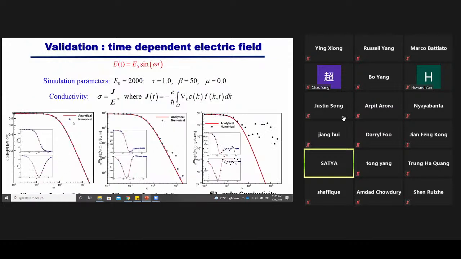Now we will validate our numerical solver with the analytically derived conductivity. Here these are 3 images where this line is the magnitude of the conductivity. This is the real and imaginary part. You can see here we found the first, third, and fifth order conductivity, and the numerical solution is very close to the analytical solution.